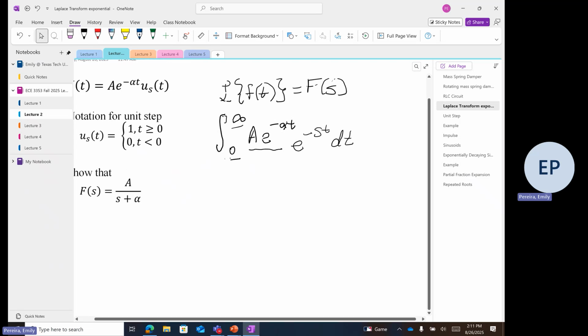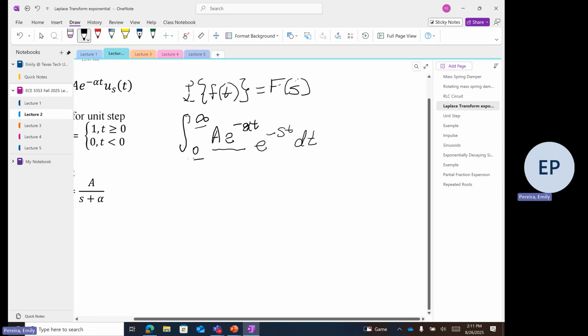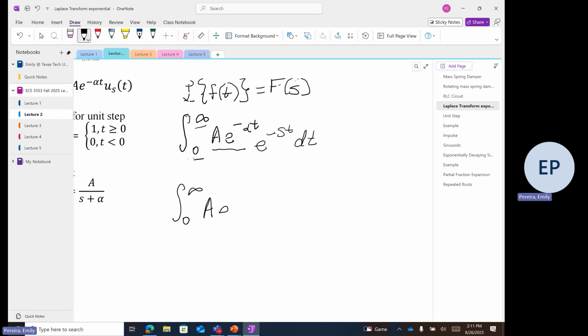Okay, and so what we see now is we can actually combine these two exponentials. So we get our integral of a e to the negative alpha plus s times t. When we are multiplying two exponentials, we can add their exponents. And so that's what I did on the top here. And I did an extra step where I factored out this negative sign.